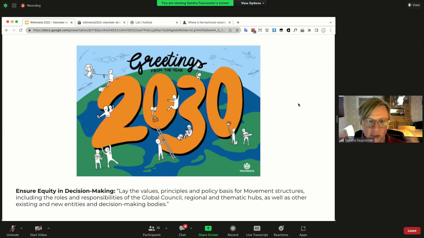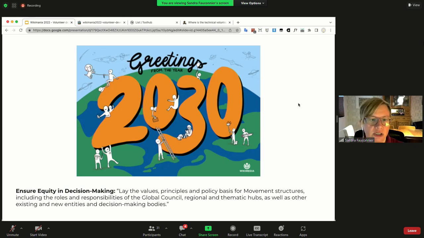Some years ago, and I know that some people in this group have been a big part of these conversations or have at least followed them along, we were having conversations as the Wikimedia movement about where we want to be in 2030. What are we striving for as a Wikimedia movement? Lots of recommendations and lots of ideas came out of those conversations, our movement strategy for 2030.